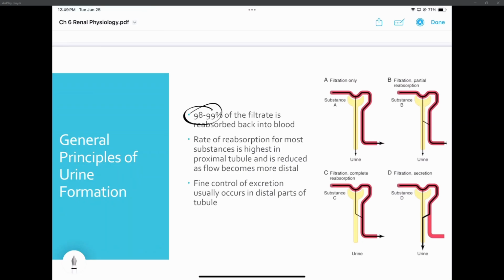The reabsorption for most substances is in the proximal tubule. As we go through the nephron, you'll see for all these different electrolytes, potassium, sodium, magnesium, calcium, whatever, the bulk of the reabsorption happens in the proximal tubules. When you get to the distal part, that's the fine control.